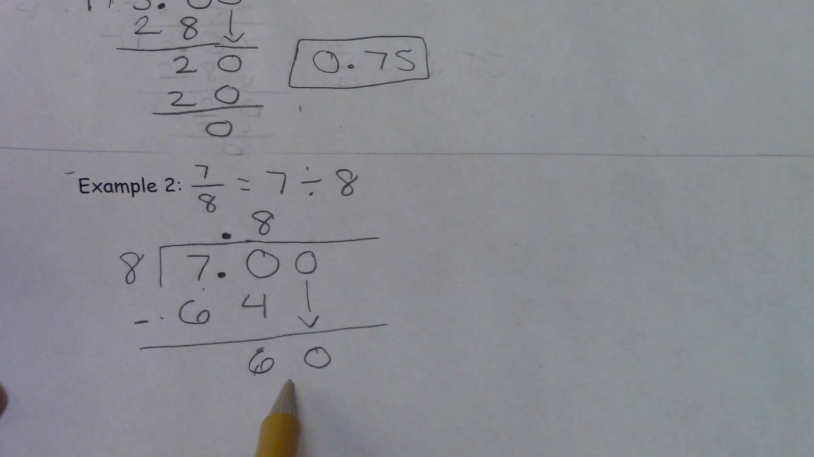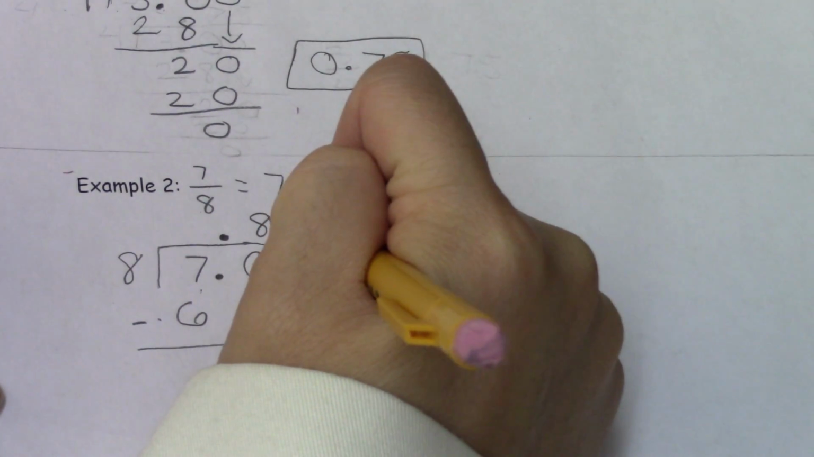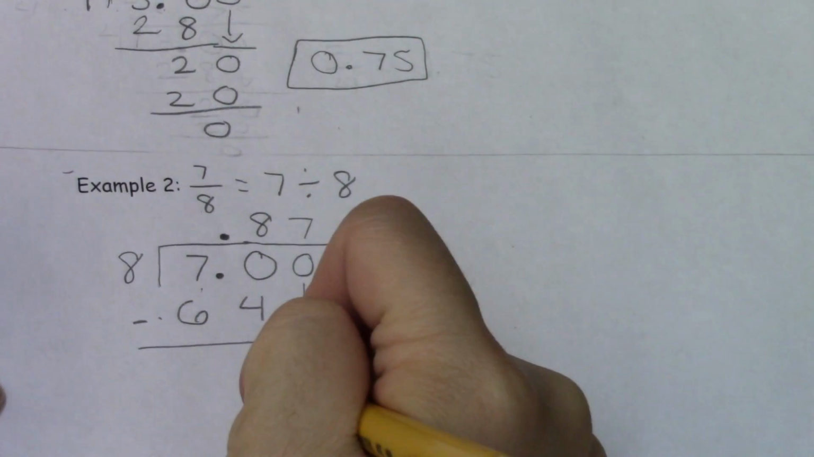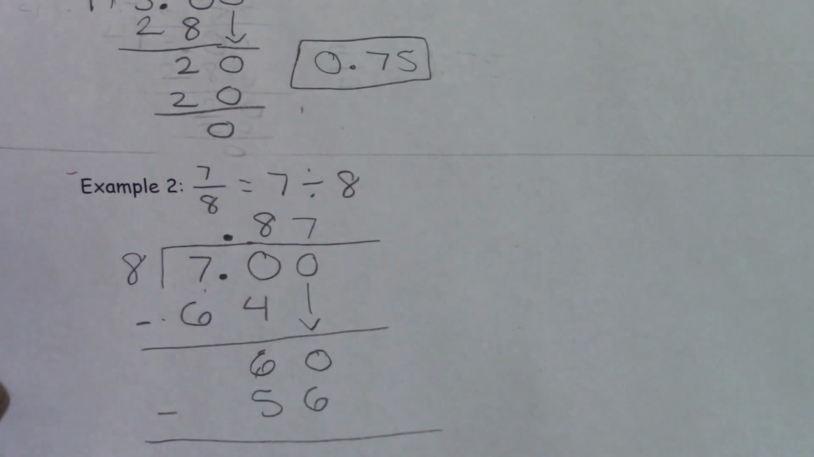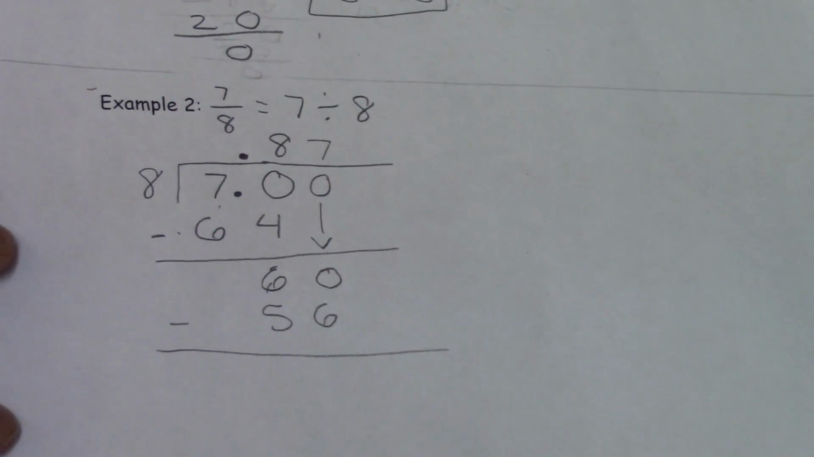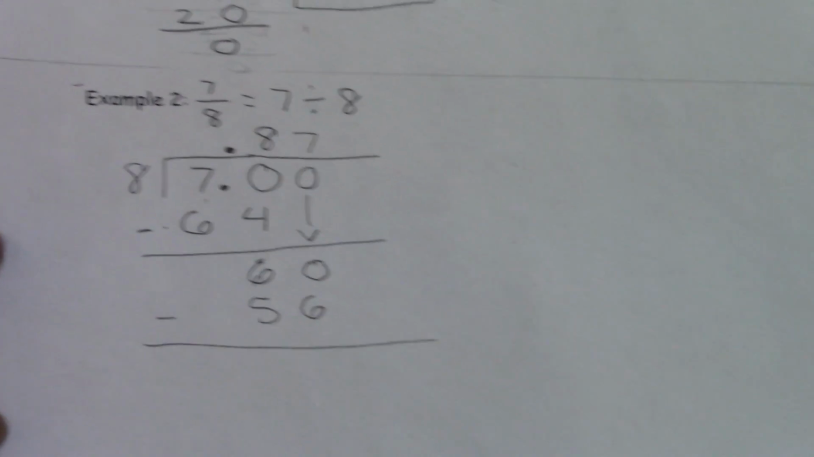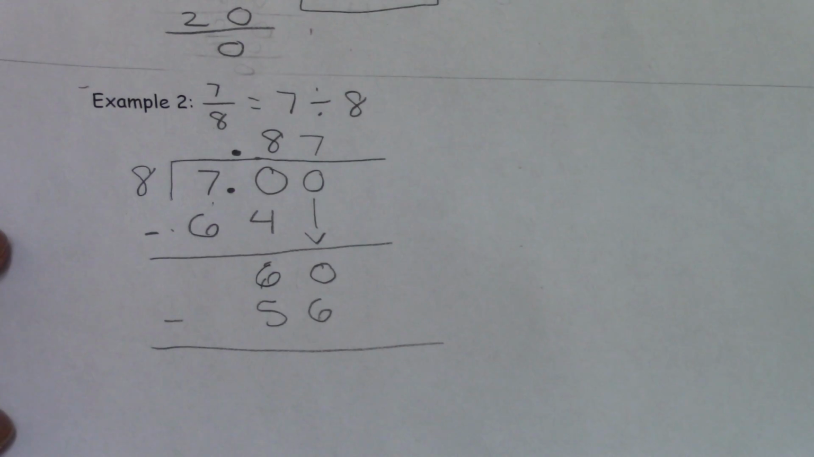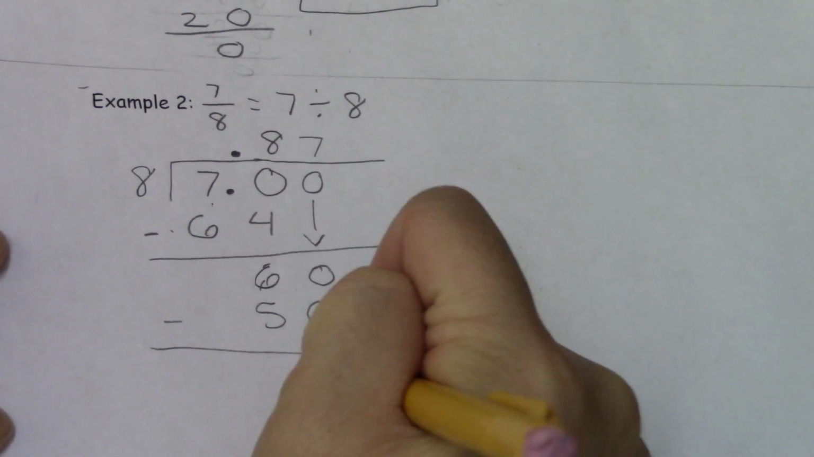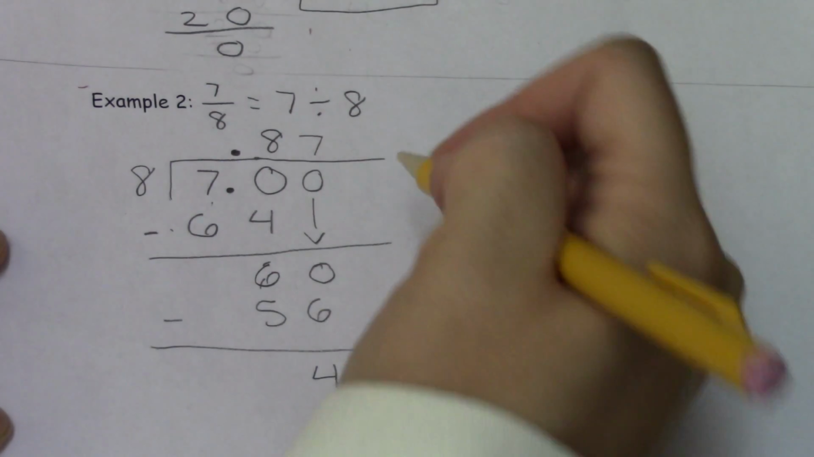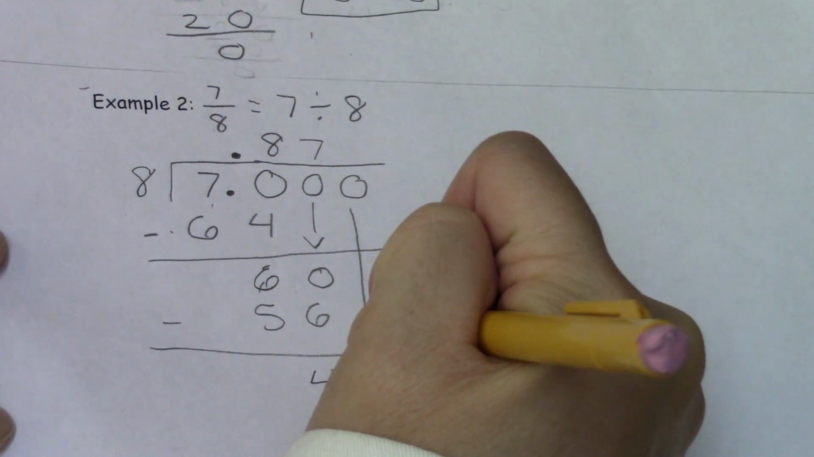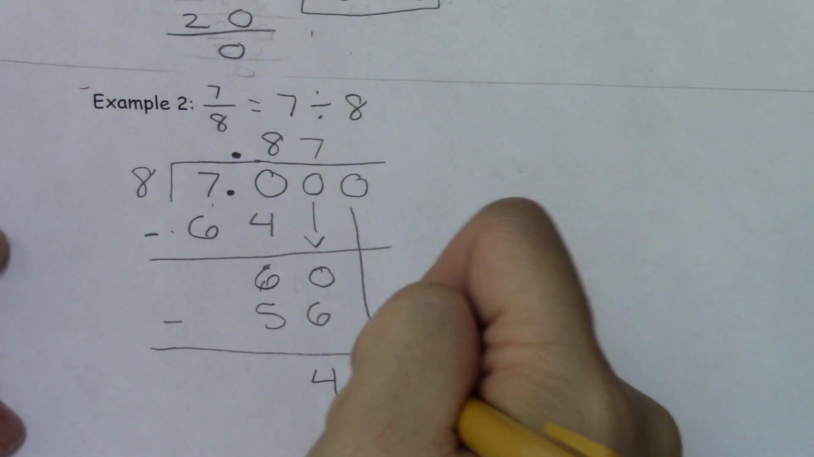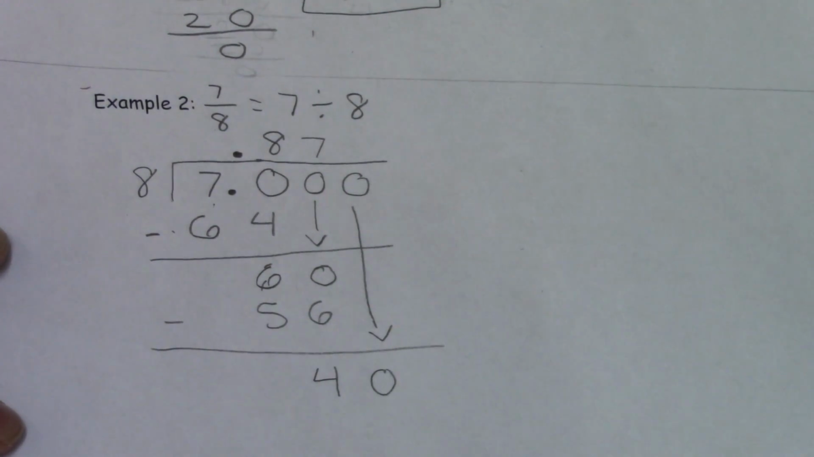8 goes into 67 times. Now 7 times 8 is 56. Subtract. When I subtract, I'm gonna get 60 minus 56. Sorry about that, the camera almost fell over. When I get 60 minus 56, I'm gonna get 4. Okay? I have to bring down another 0. So woo, all the way down here. We have 0 right here.